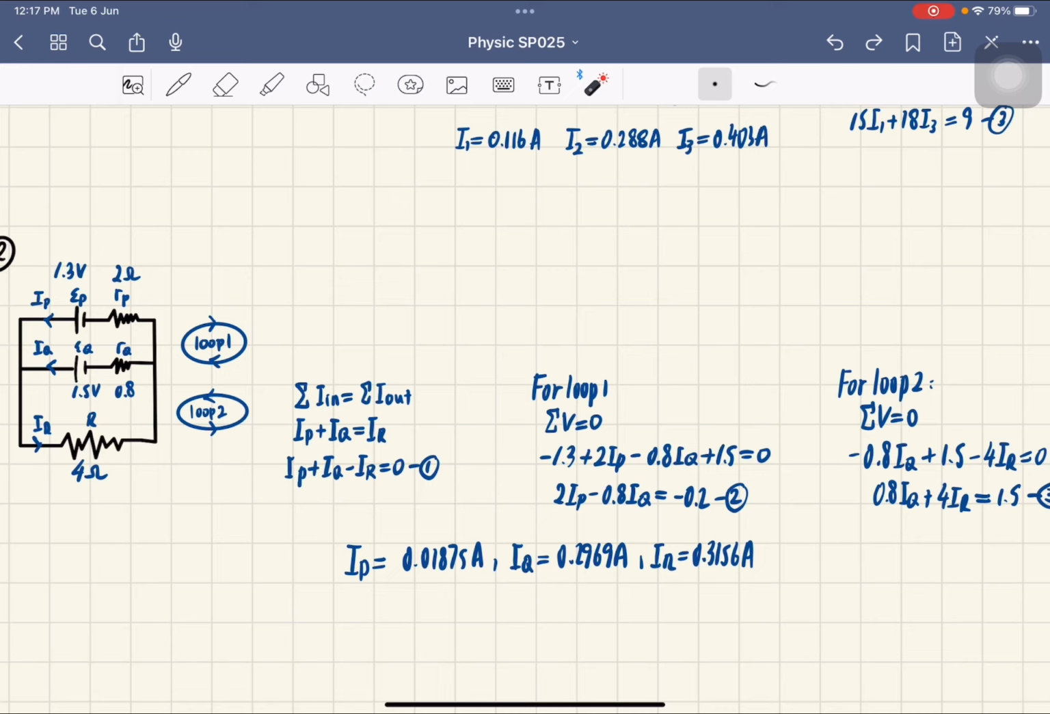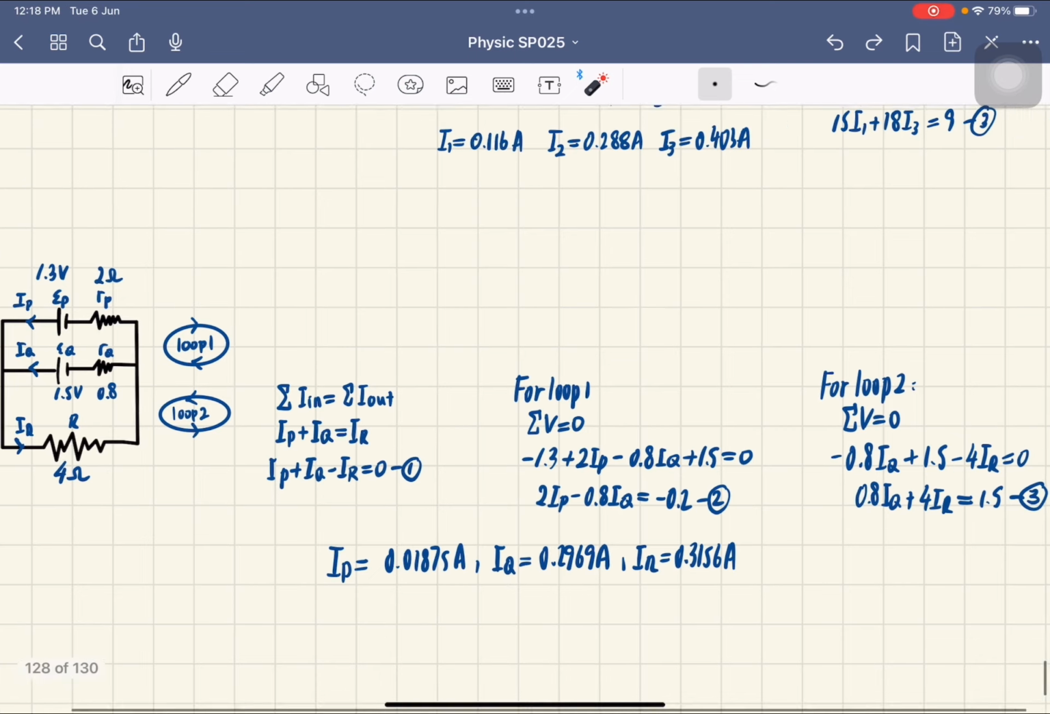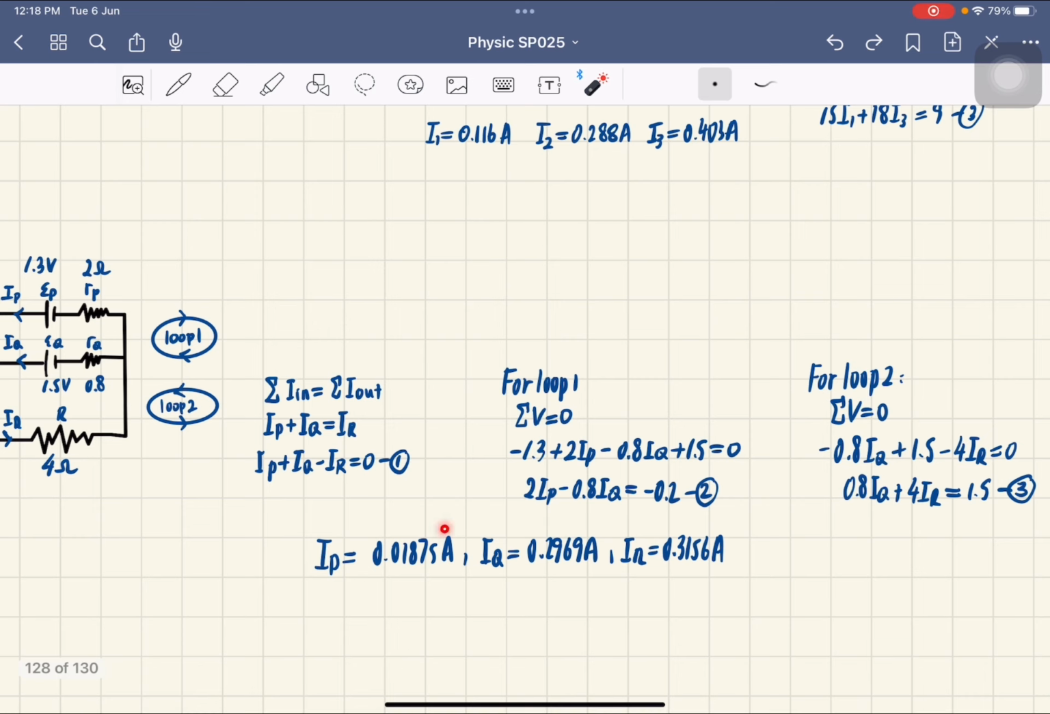plus, when the battery Q EMF direction flows from the negative charge to the positive charge, we will get 1.5 volts with a positive sign, because the EMF direction of battery Q is the same as the loop direction of loop 2. Then for the resistor stated as capital R, the current direction is the same as the loop direction, so we'll get negative 4 IR. So we can construct the third equation and we get the final answer.